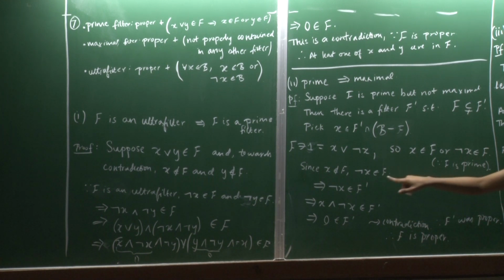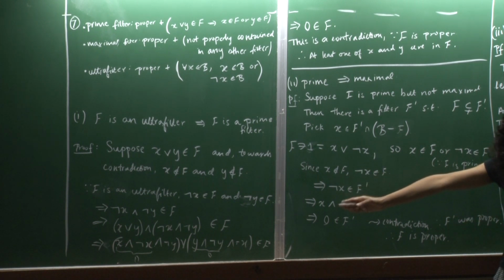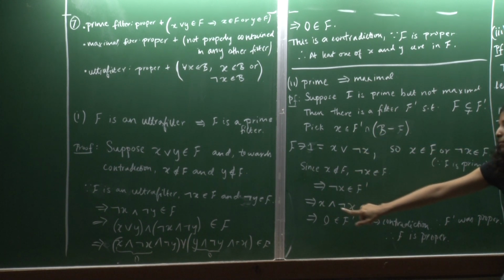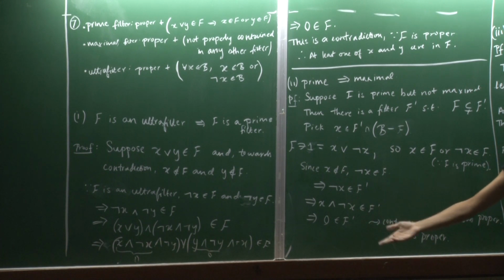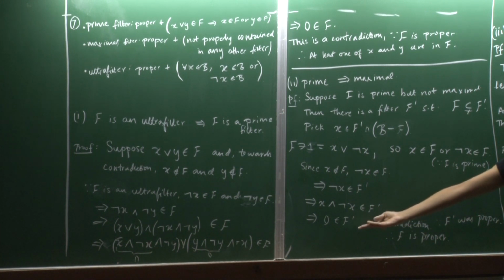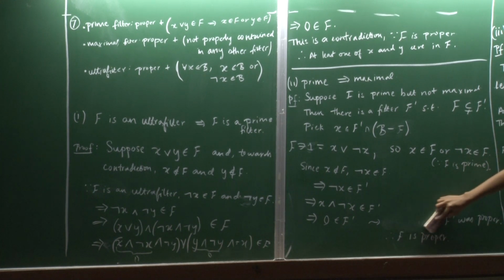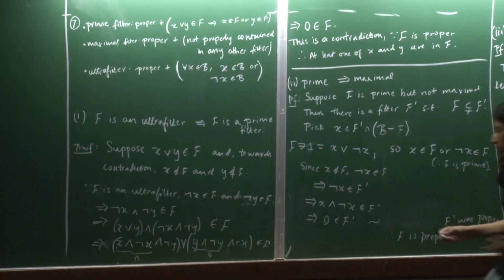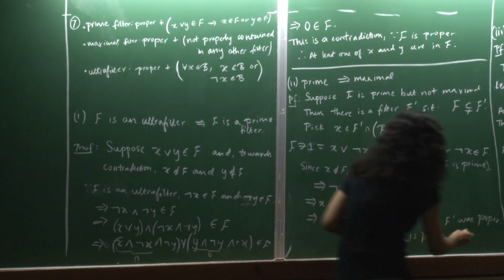And since negation x belongs to F and F is a subset of F dash, negation of x belongs to F dash, and you also have that x belongs to F dash. So their meet belongs to F dash, but their meet is 0. Again, you have a contradiction because here your F dash is not proper, while you had assumed that, well, you hadn't really assumed that it was proper. Yeah, this is not a contradiction. You have just forced that F dash has to be the entire algebra, and therefore F dash is not proper.